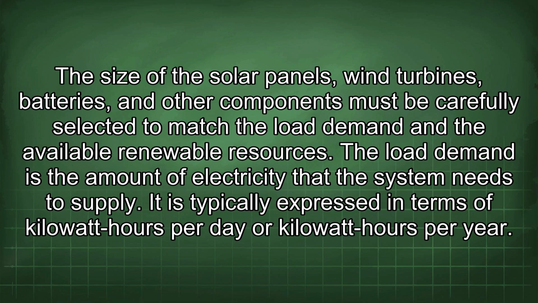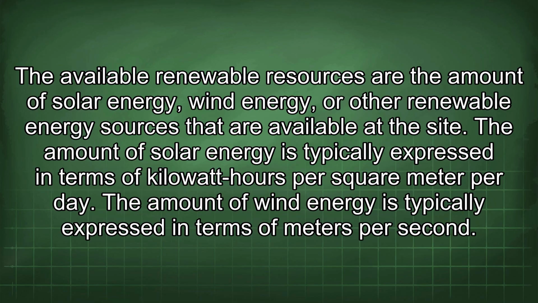The load demand is the amount of electricity that the system needs to supply. It is typically expressed in terms of kilowatt-hours per day or kilowatt-hours per year. The available renewable resources are the amount of solar energy, wind energy, or other renewable energy sources that are available at the site. The amount of solar energy is typically expressed in terms of kilowatt-hours per square meter per day. The amount of wind energy is typically expressed in terms of meters per second.